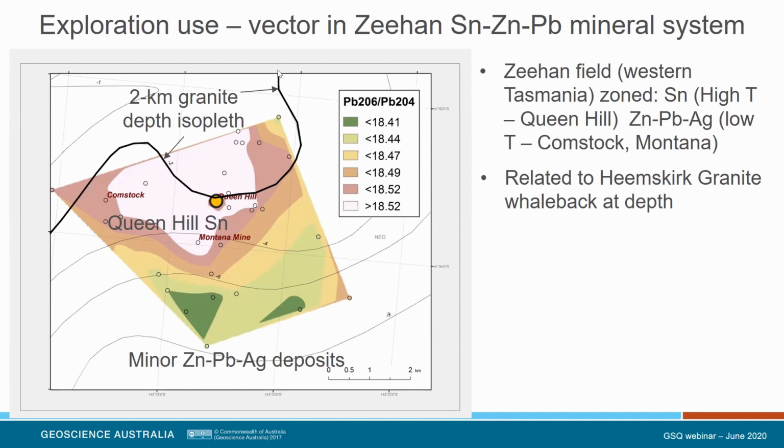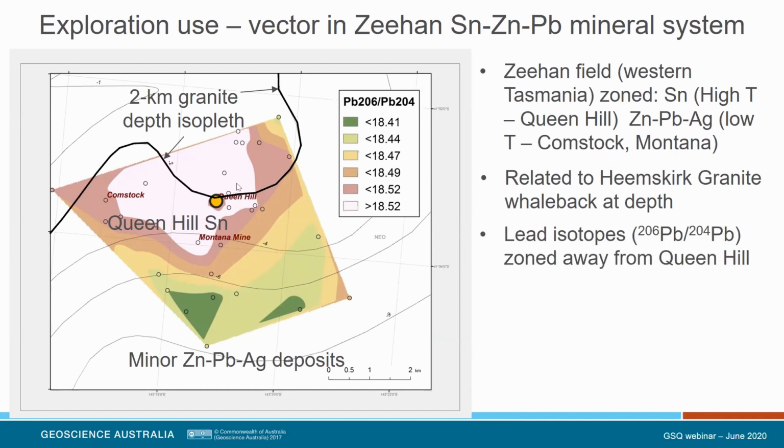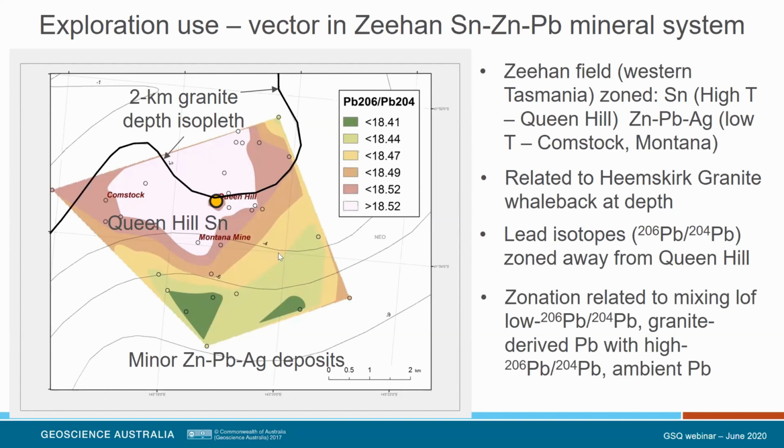Heemskirk granite, and this is the 2-kilometer isotope map. You can see it actually sits there on an apophysis of the Heemskirk granite. You can also see that the lead isotopes zone away from the Queen Hill deposit. So you're looking at a mixing between low 206 on 204 granite-derived lead with high 206 on 204 ambient lead. So it suggests that you might be able to use directly the lead isotope signature as an exploration vector.